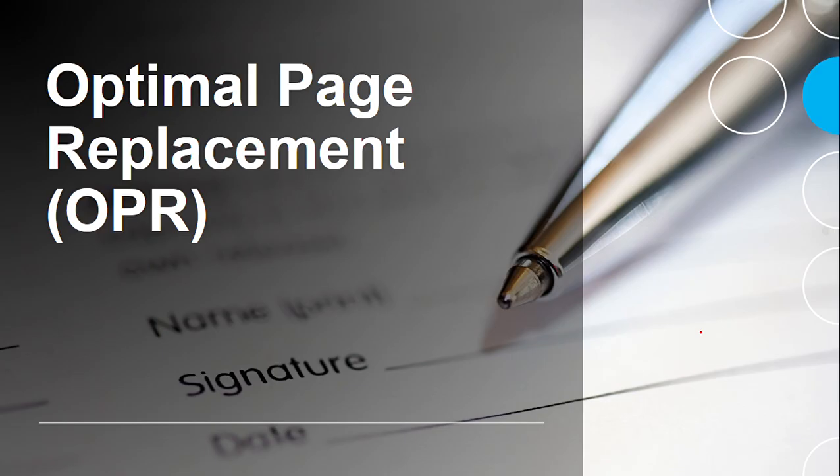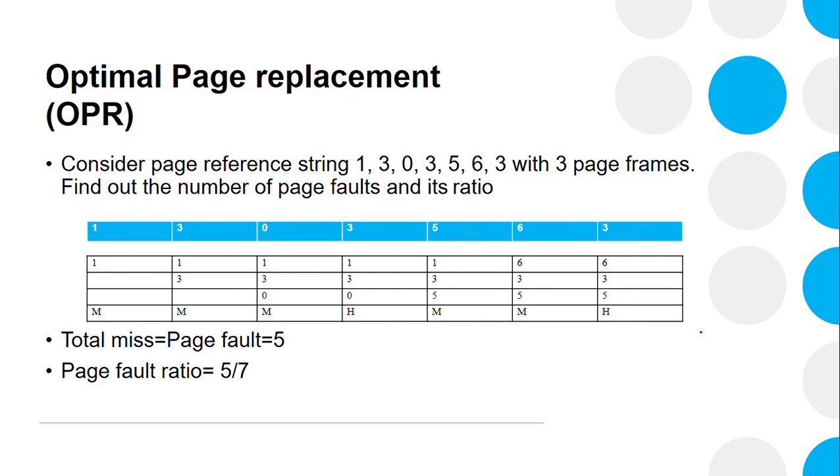And this is the last algorithm, optimal page replacement algorithm. Optimal page replacement algorithm says whichever string in future is not useful, that you can replace. Okay, so again, first we have to create a string 1 3 0 3 5 6 3, that is our input string.